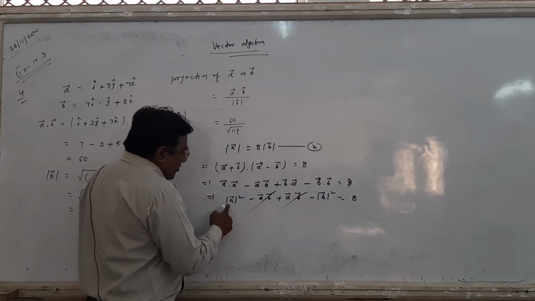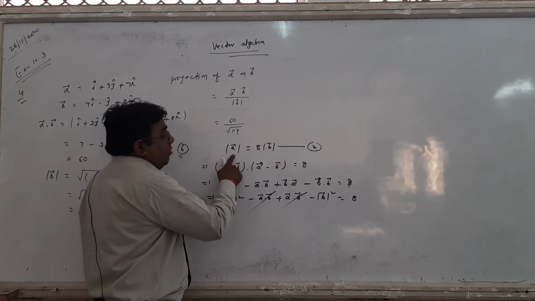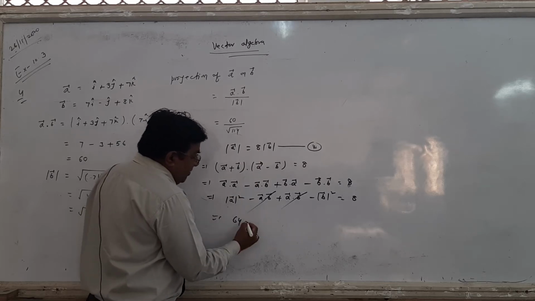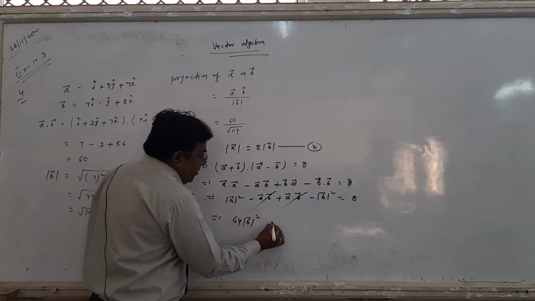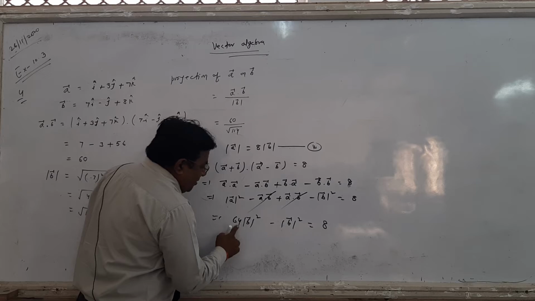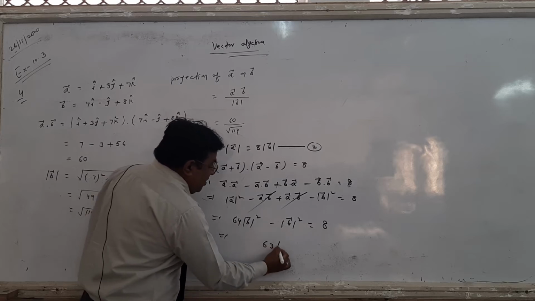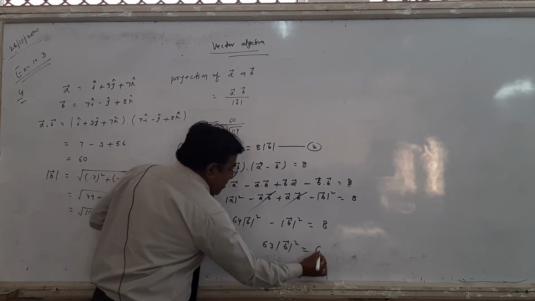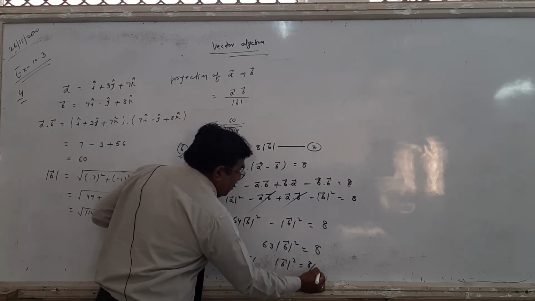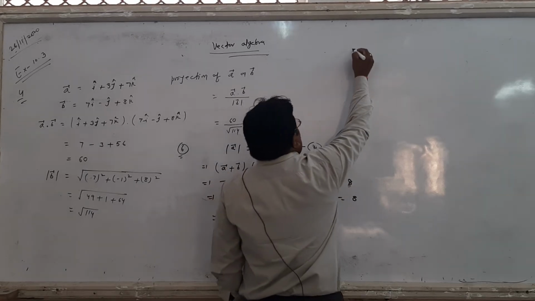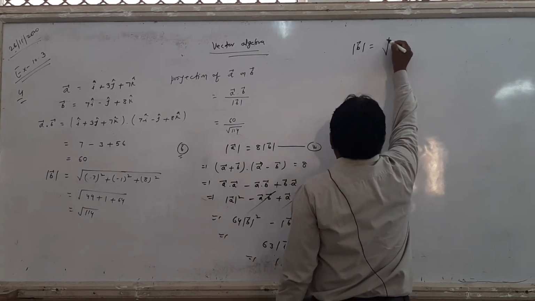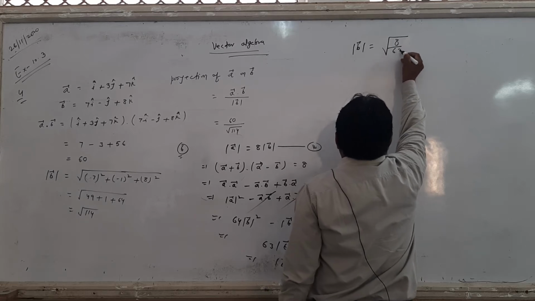Now the magnitude of A is given as 8 times the magnitude of B, so that is 64 magnitude of B square, and minus magnitude of B square as it is, equals 8. Then 64 minus 1 is 63 magnitude of B square equals 8. So the magnitude of B square equals 8 by 63. Then the magnitude of vector B equals the square root of 8 by 63, right?